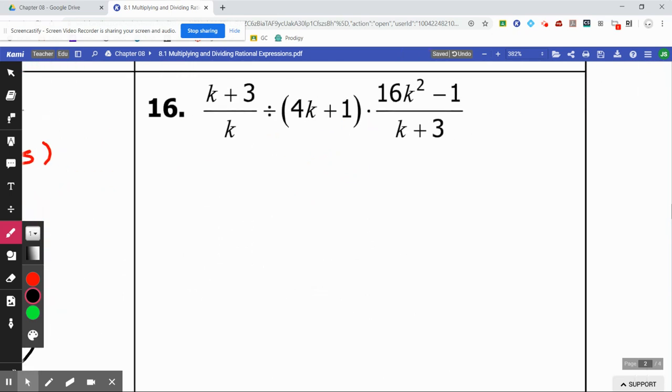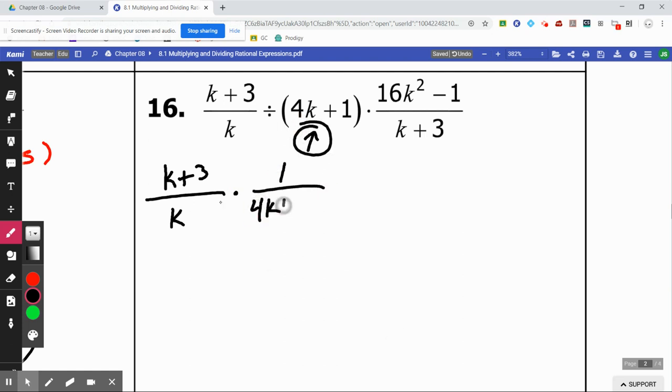This one looks pretty tough. Now you have division and you have multiplication. The rule is in order from left to right. So we're going to divide and then we're going to take our answers and multiply. Or to divide right here, you can just flip and multiply by that. So that's going to be k plus 3 over k times the reciprocal of this term. So that'd be 1 over 4k plus 1. Then to take that answer and then multiply by this, you could just go ahead and write this out here.